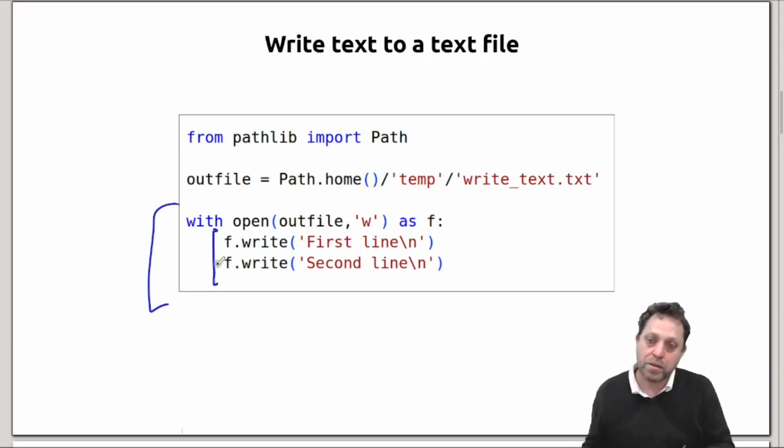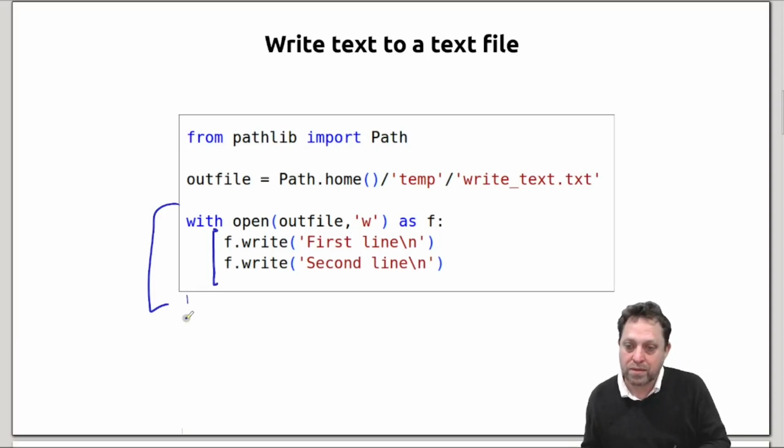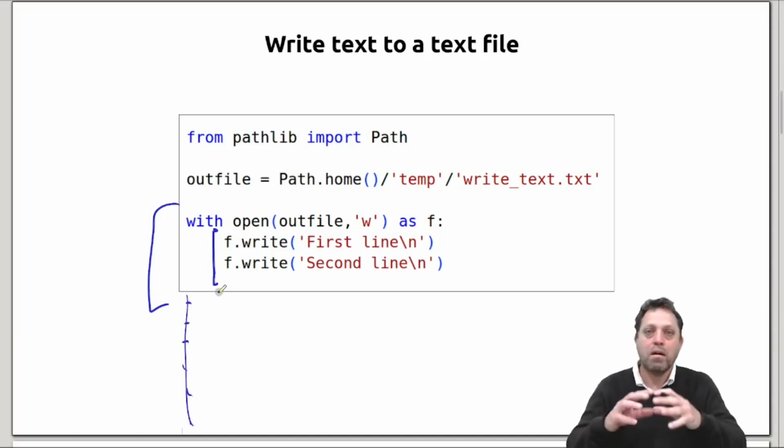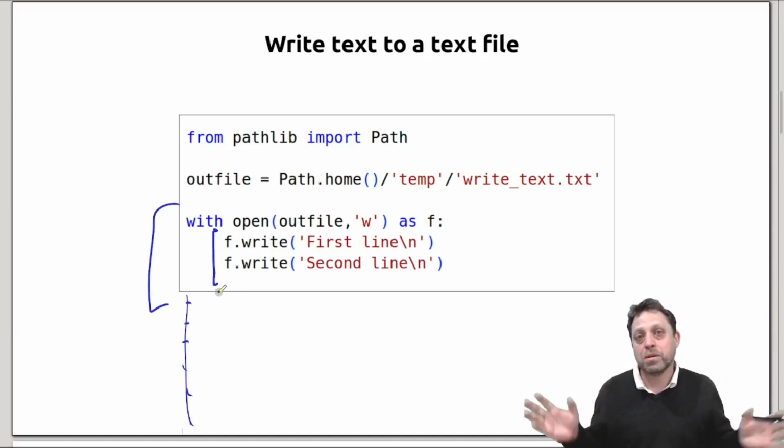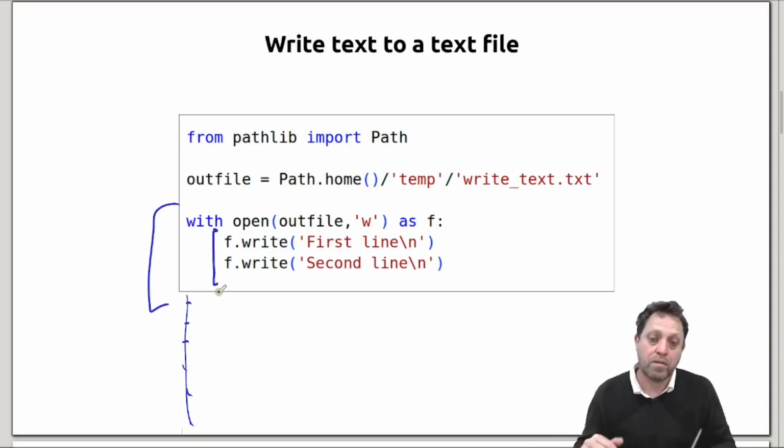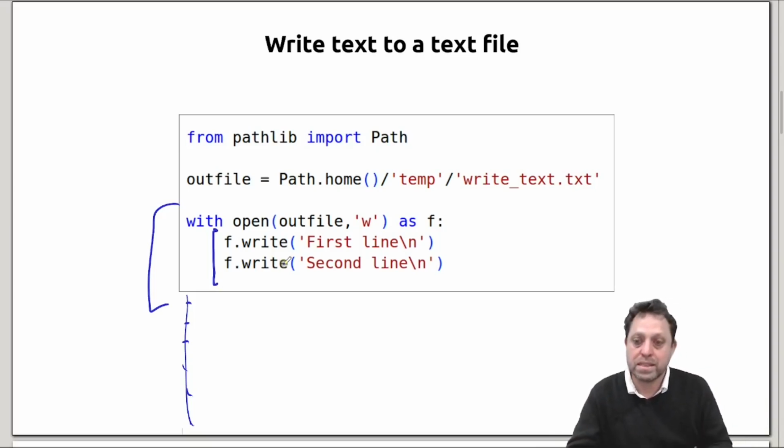And then once we're done with these lines of code, then outside of this with clause, well, f will disappear and Python will take care of nicely closing the file for you. So that's a very convenient syntax.